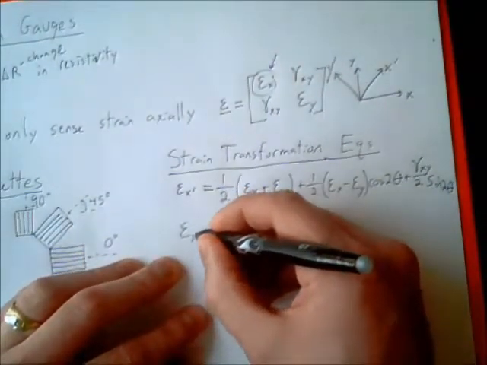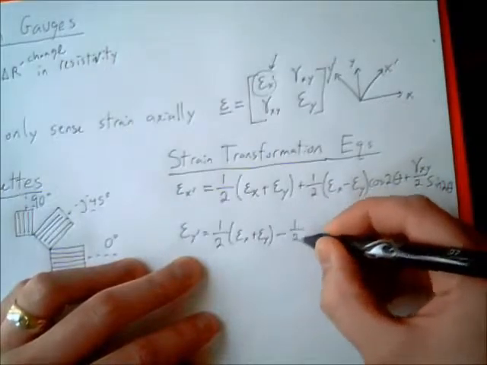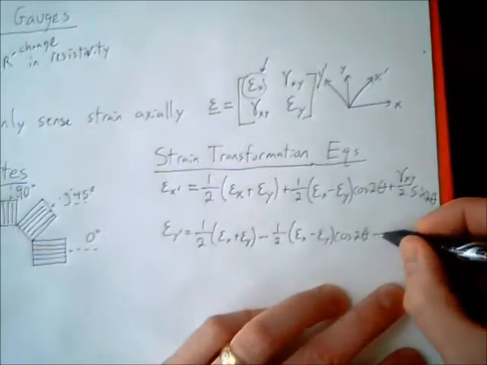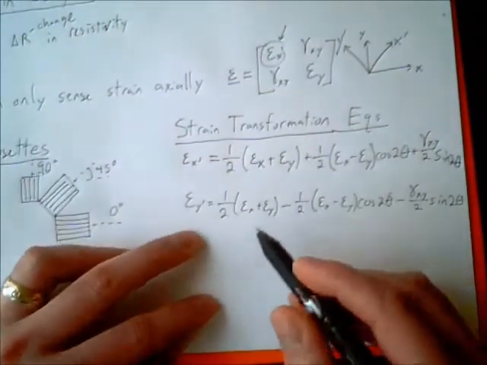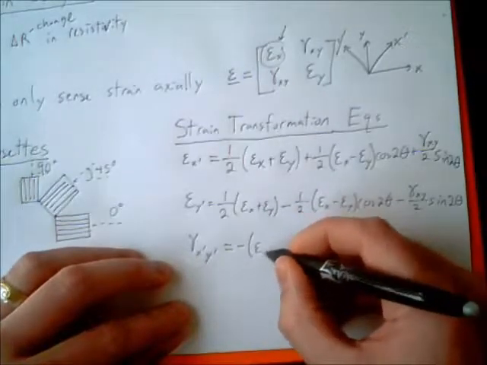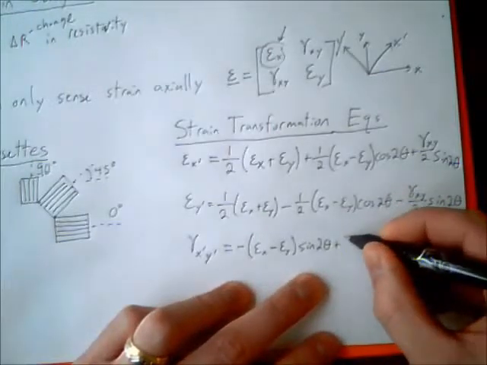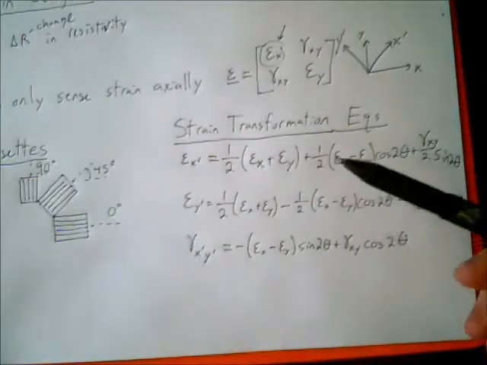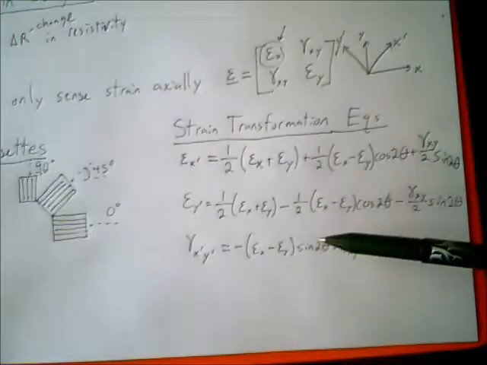Similarly for epsilon y prime, this is 1/2 (epsilon x plus epsilon y) minus 1/2 (epsilon x minus epsilon y) cosine of 2 theta, minus gamma xy over 2 sine of 2 theta, and we can get our gamma x prime y prime equal to negative (epsilon x minus epsilon y) sine of 2 theta plus gamma xy cosine of 2 theta. So when we get some strain components in some orientation, these are our transformation equations that we can use to flip them around to a new configuration.